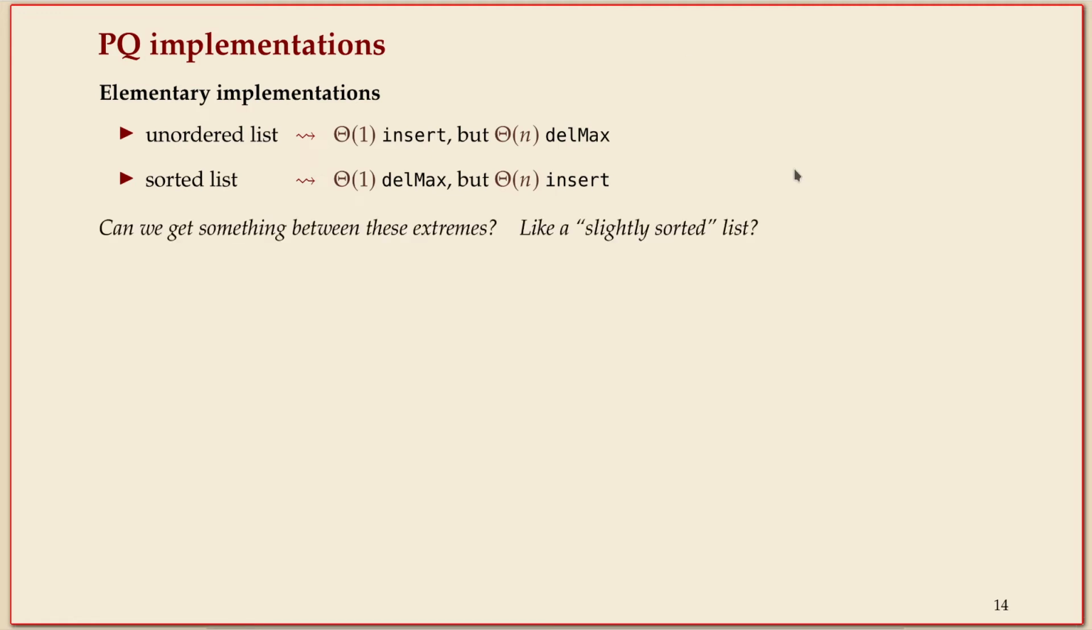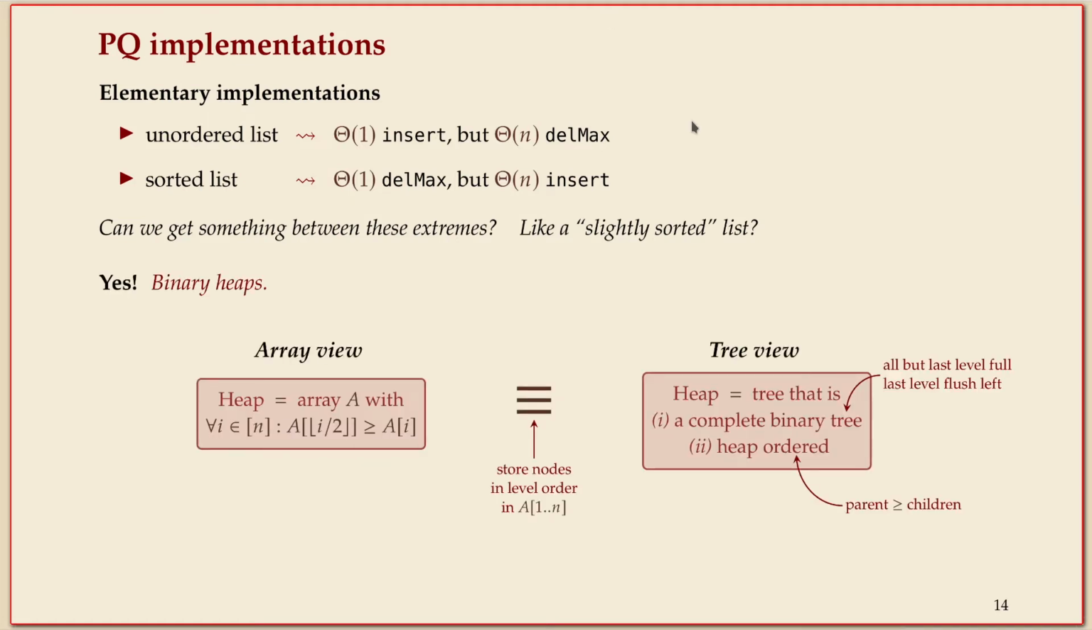So we'd like to get something in between. This had very fast insert, this had very fast delete max, but the two other operations were really slow. Can we get something that's in between? In a way, what we want is a slightly sorted list. It should be sorted enough to get the maximum fast, but not so sorted that it takes ages to insert. That sounds a bit weird, right? But that's exactly what a binary heap is. If you look at it from the right way, it's really a slightly sorted list or slightly sorted array.